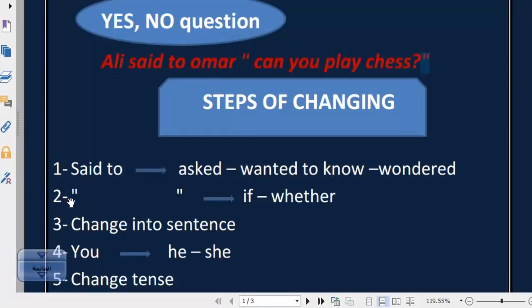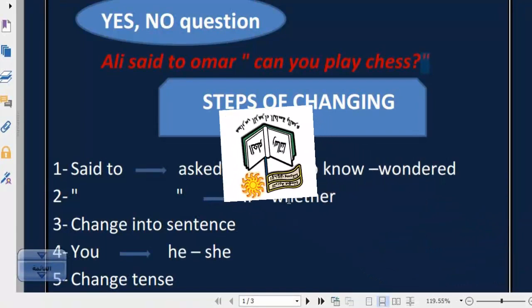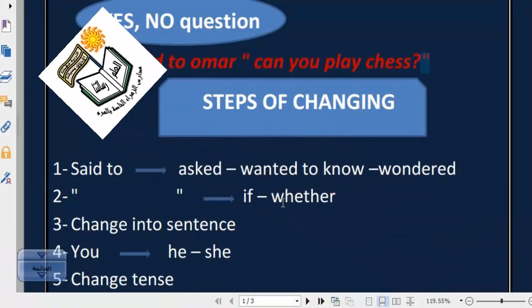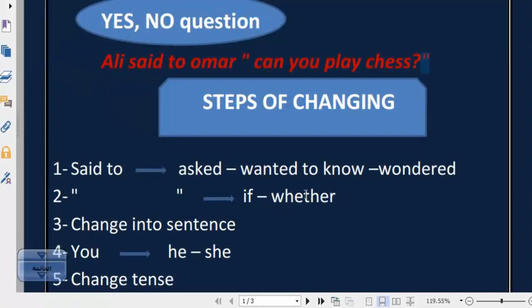Step 2, we change the quotation mark to if or whether. But please, look at whether very well, because we have another word similar to whether. So please memorize the spelling of this word.